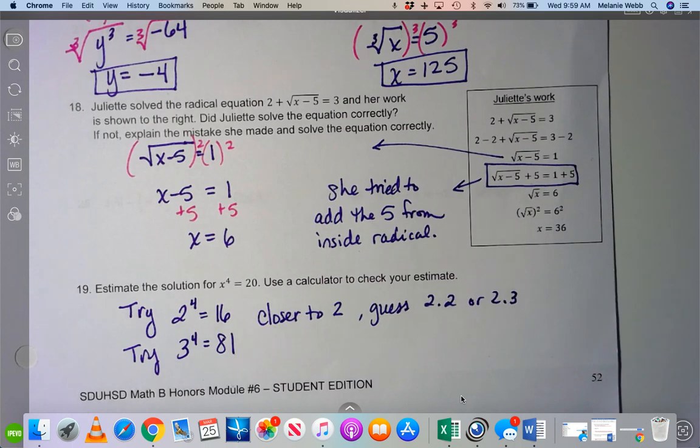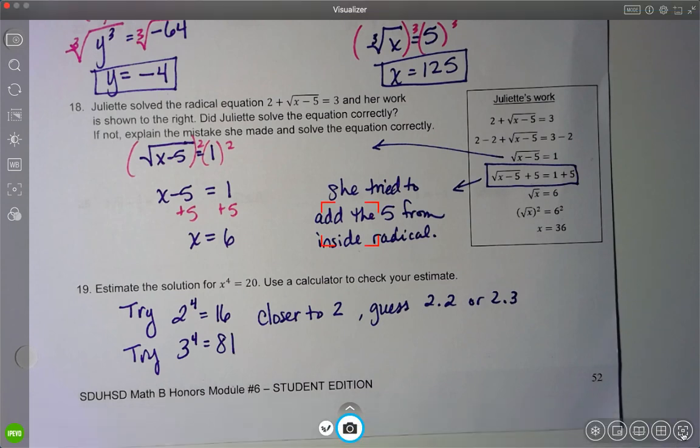And I'm going to go ahead and check it in my calculator. I mean, I have a graphing calculator, so it's a little bit easier to check, but I'm going to pause this for a second because my battery is dying.